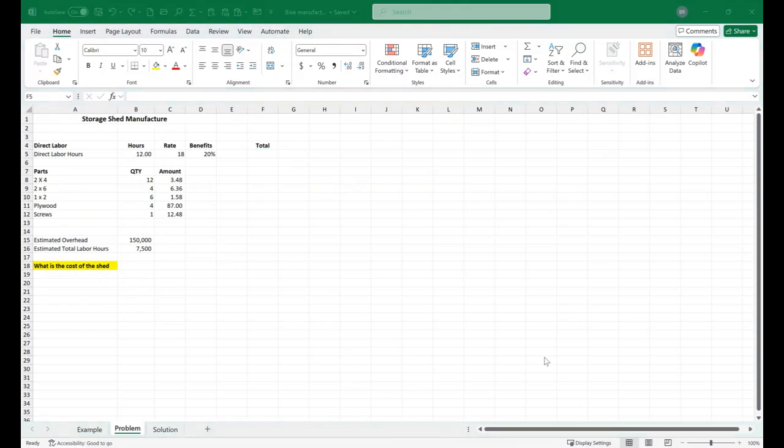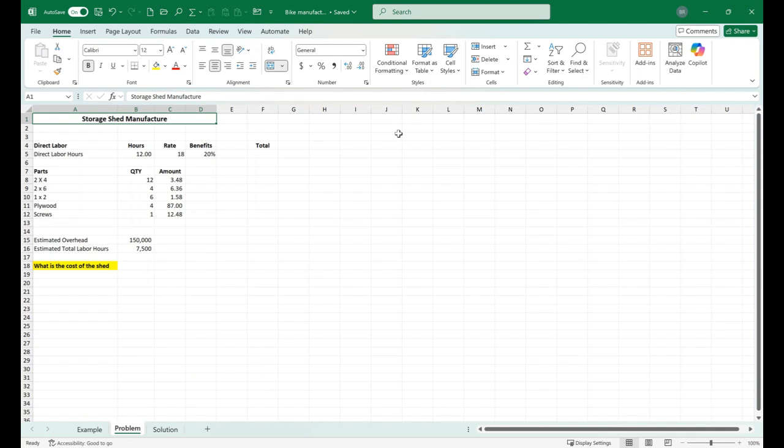In this video, I'm going to go over a couple of the aspects of the project and give you a feel for determining product cost. So here we have a fairly simple spreadsheet, and what we're trying to determine is the storage shed manufactured. How much does it cost to make this storage shed?